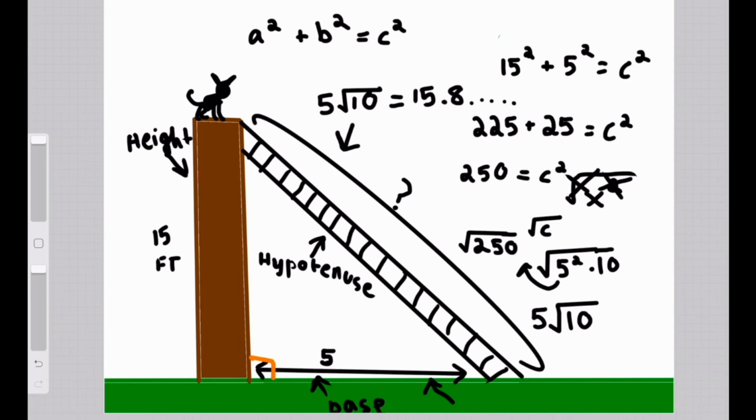And that's how you solve the Pythagorean theorem using a real-world example. We saved the kitty.